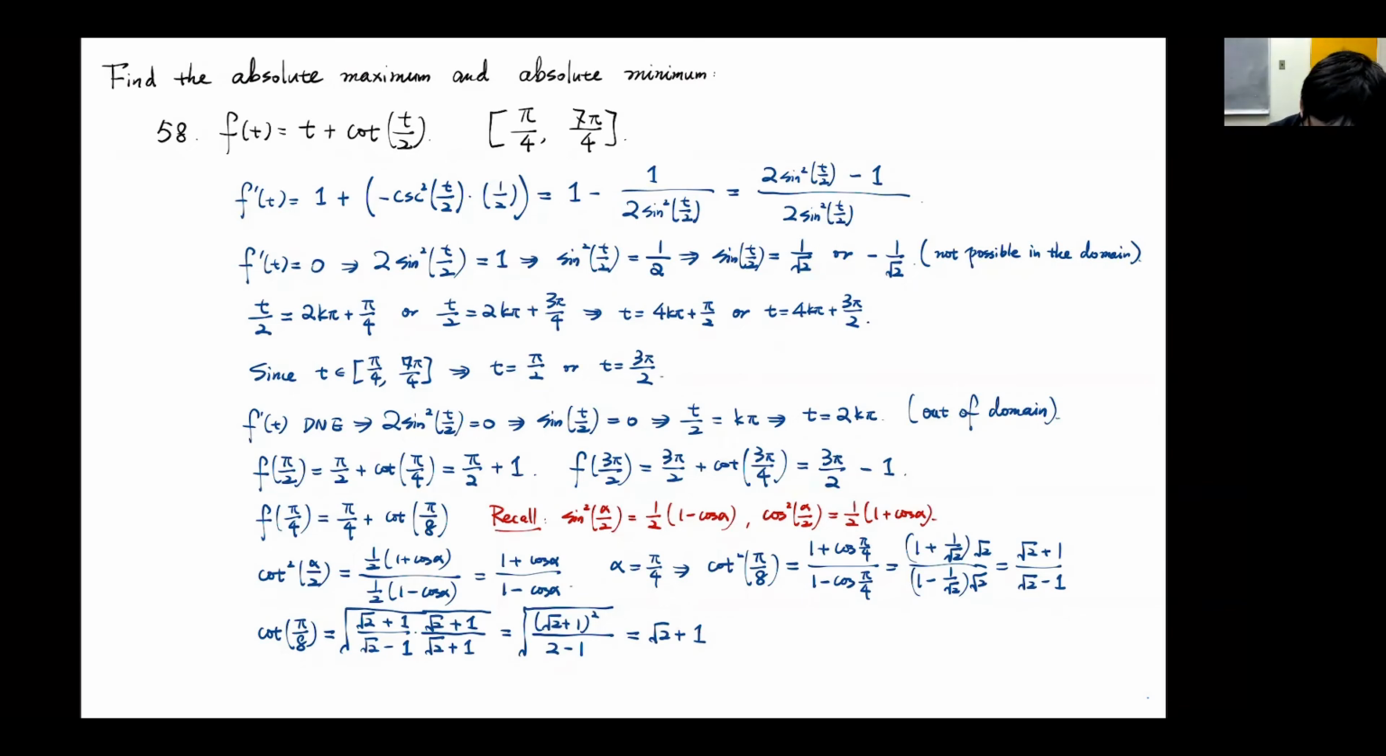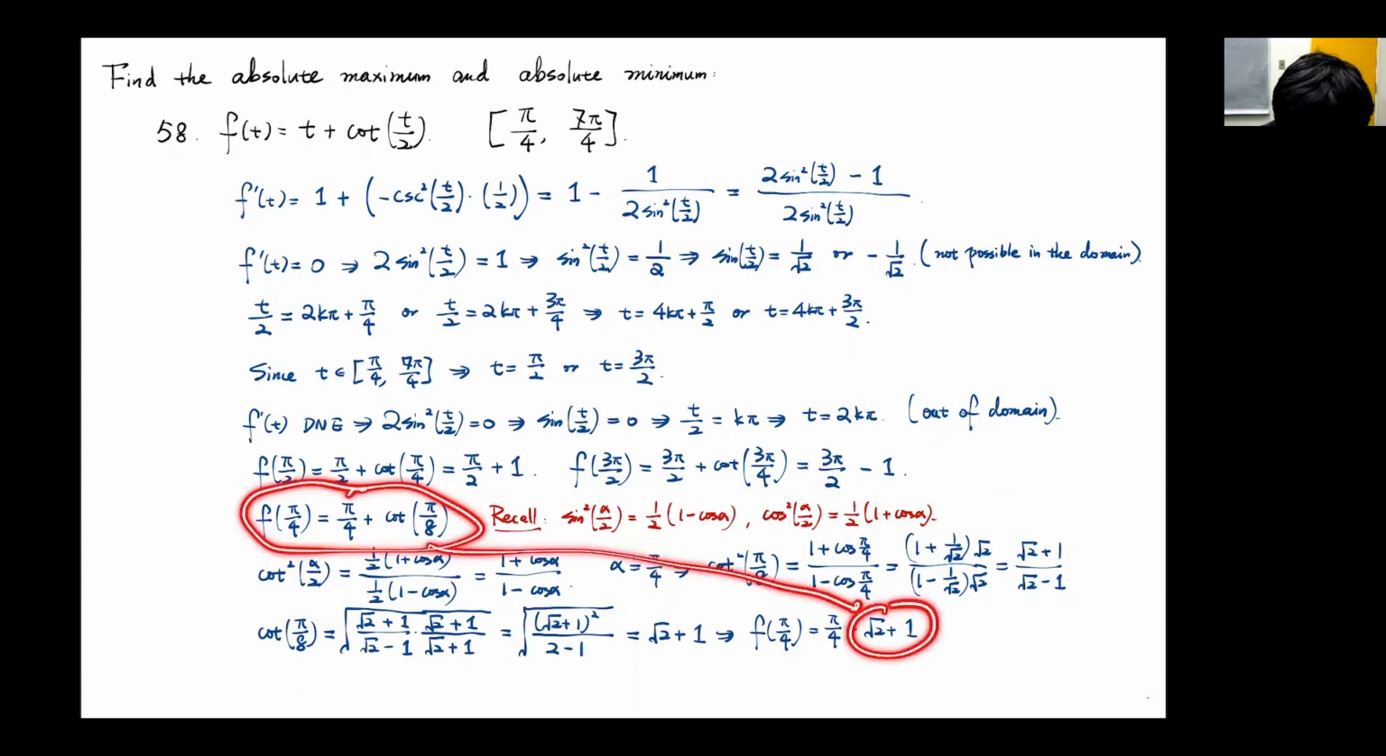Okay, so this is my cotangent, and as a result, I can compute my f of pi over 4. This will tell me that f of pi over 4 is pi over 4 plus my cotangent of pi over 8, which is root 2 plus 1. So remember, f of pi over 4 comes from here. I'm just replacing cotangent of pi over 8 by what I computed here.